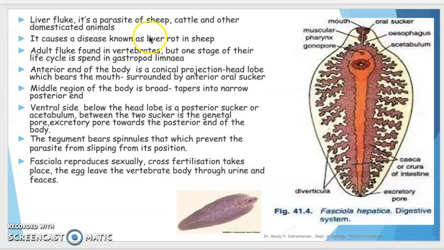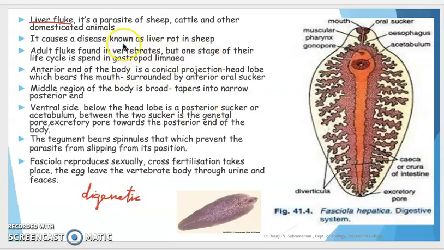In class Trematoda, the standard example is the liver fluke, the scientific name Fasciola hepatica. It is a digenetic parasite in the sense that it requires two host animals to complete its life cycle. So they are called digenetic parasites.